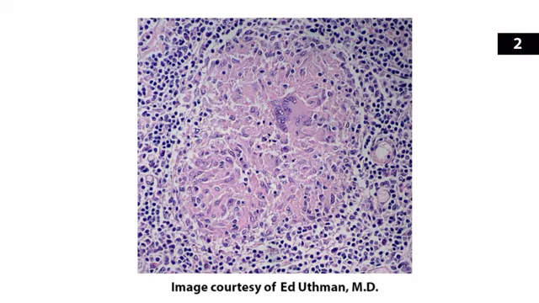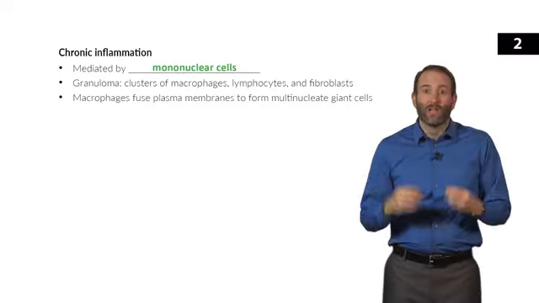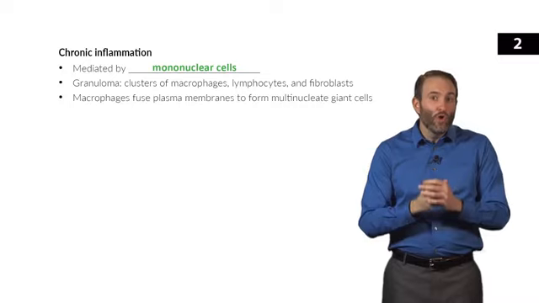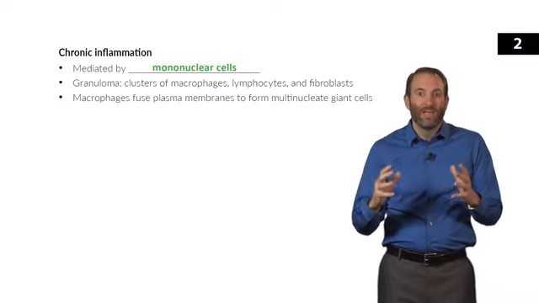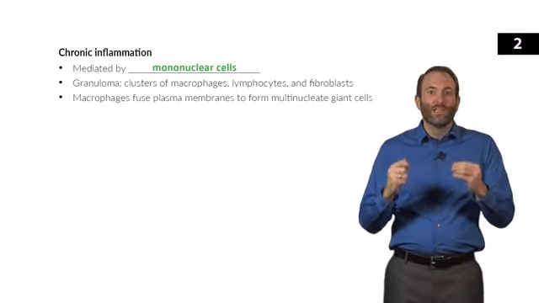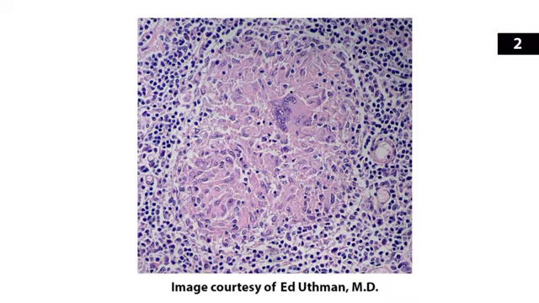Now, granulomas are clusters of macrophages that are found in chronically inflamed tissue. So you can see this central area of macrophages, and then surrounding these macrophages are inflammatory cells like lymphocytes and fibroblasts. Now, sometimes some of the macrophages will fuse their plasma membranes and cytoplasm, and then you get the multinucleate giant cells. So with granulomas, you can see these multinucleate giant cells. Sometimes they're just called giant cells.